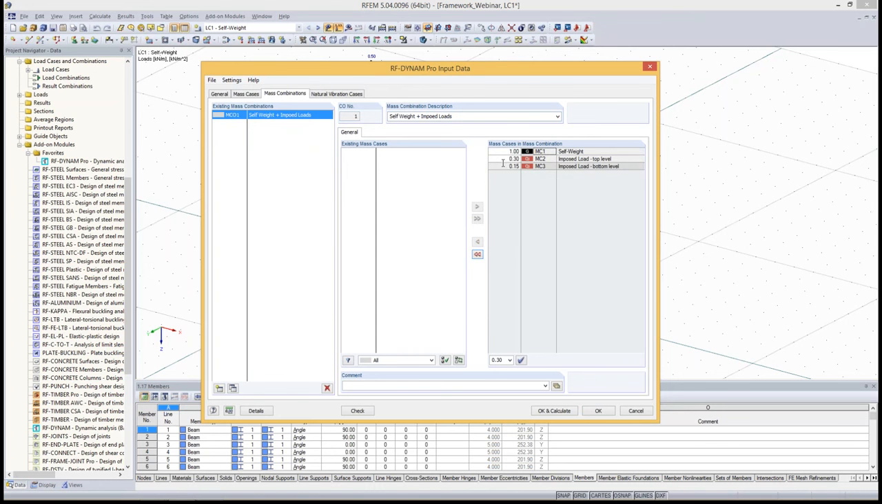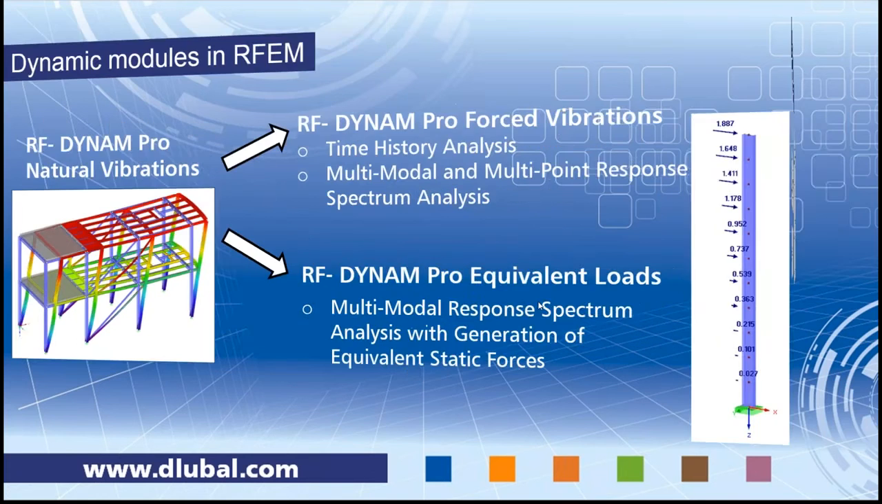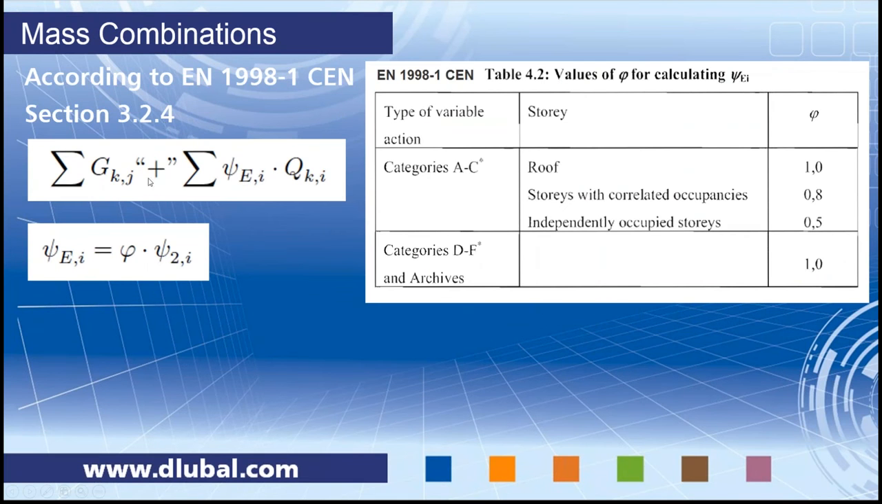Just get them in again, and you see the combination factors here, which are preset in accordance to Eurocode 8. So I go back to my slides to explain this. In accordance to Eurocode 8, you have to consider masses resulting from the permanent loads and masses resulting from any imposed loads, where the value of psi_E is composed of a value of phi in accordance to Eurocode 8 and a value of psi_2, which is known from the Eurocode 0. So categories A to C: if it's a roof level, then the value of phi is 1, and if it's any other independently occupied story, it's a value of 0.5.